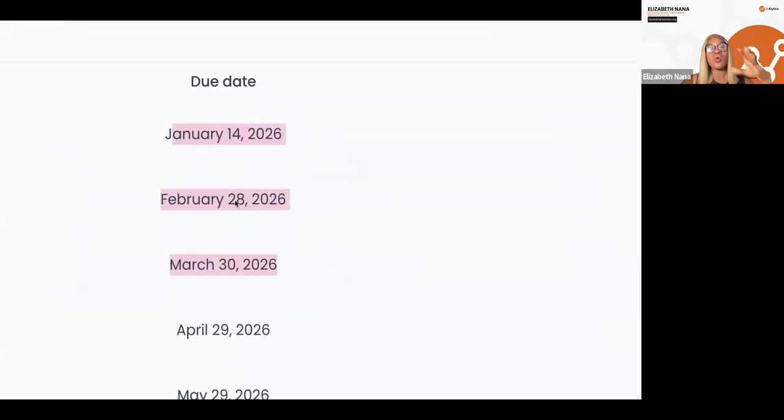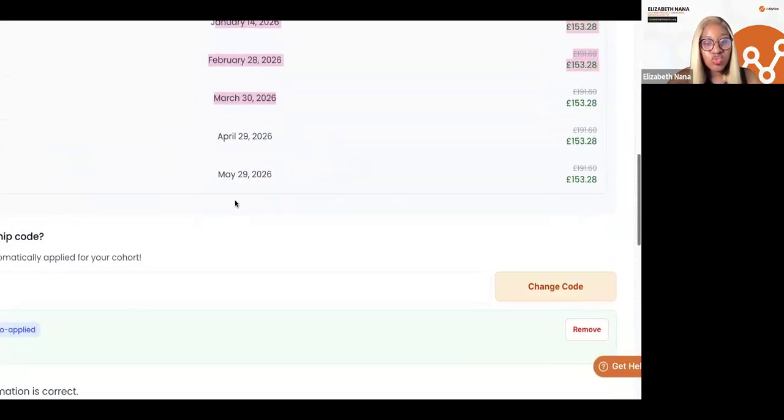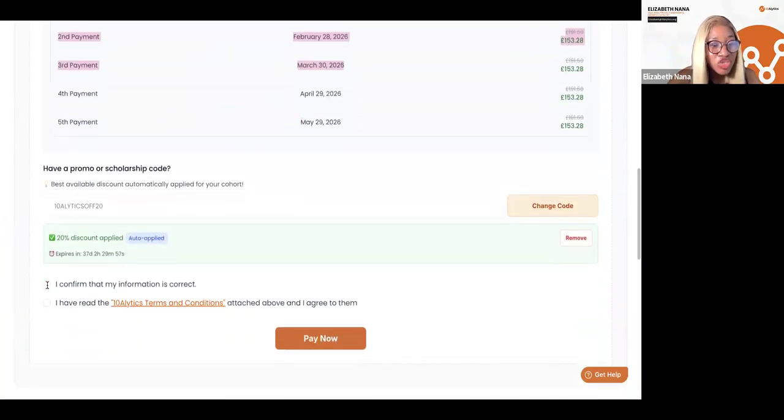So you don't have to always pay 14th of January, 14th of February, 14th of March, and so on and so forth. You're able to pick a convenient date for your next payment. So once you're done with that, you just want to go ahead, confirm that all of your information is correct, and click on Pay Now. Now, once you click on Pay Now, it's going to ask you to put in your card details. So that's why I'm not going to show that part. But just like that, you are in, and that is how you're able to secure your next job in healthcare informatics.